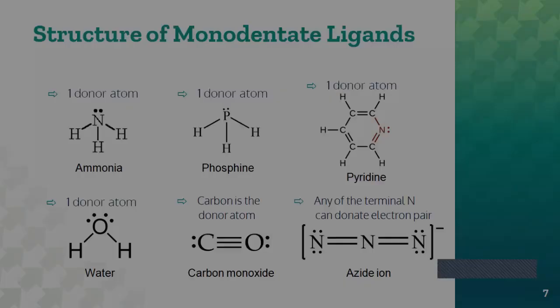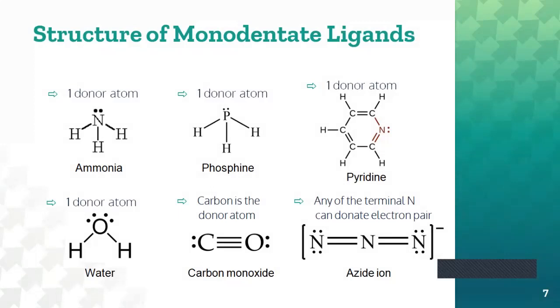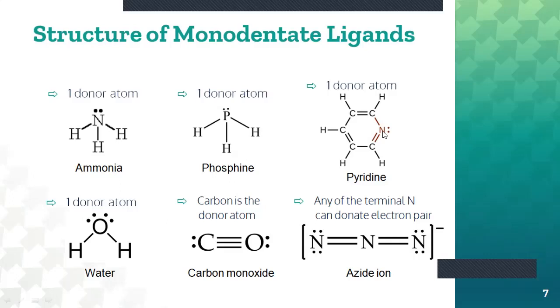I'll show you the structures of the monodentate ligands. In the first structure, ammonia, nitrogen has one lone pair of electrons and is the one donor atom. Therefore, it is a monodentate ligand. Similarly, in phosphine, phosphorus is the donor atom, so it is also a monodentate ligand. In pyridine, look at the structure, it's so complex. Nitrogen has its lone pair of electrons and has the capability to donate it, therefore pyridine is also a monodentate ligand.